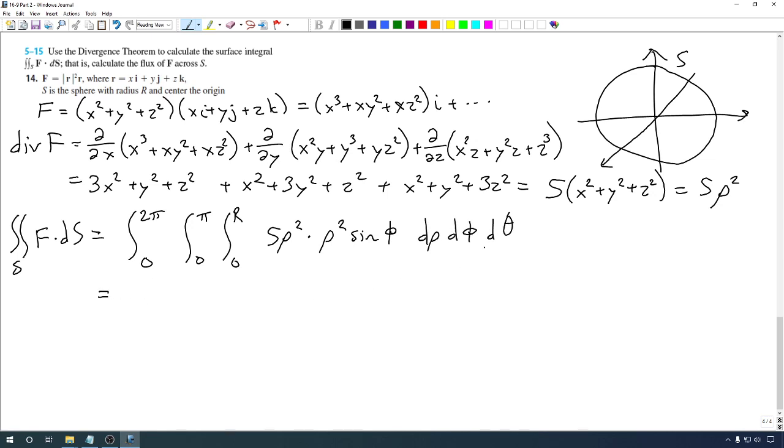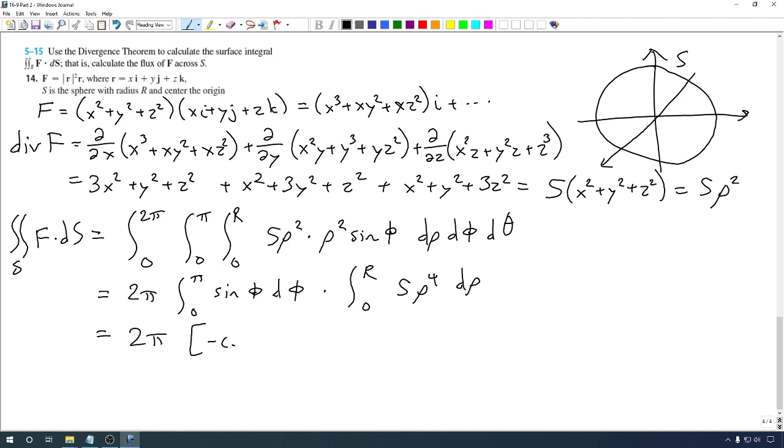Of course, we don't have any thetas, so the integral from 0 to 2 pi of that just becomes a 2 pi. So we can go ahead and split this up over phis and rhos: the integral from 0 to pi of sine of phi d phi, and the integral from 0 to r of 5 rho to the 4th. This time I'm going to pull out the 5 because 5 rho to the 4th is very nice and easy to integrate.